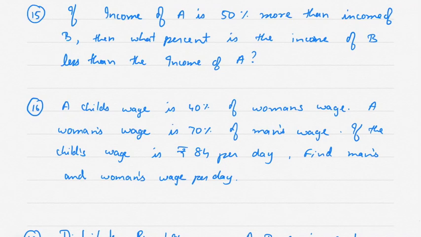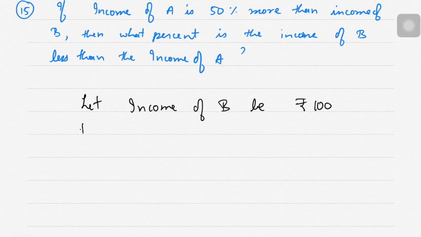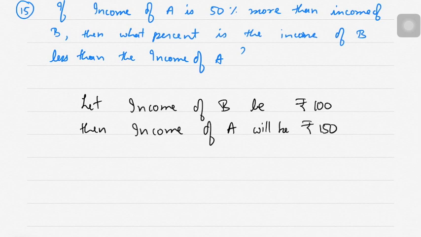Let's see the next question, question number 15. If income of A is 50% more than income of B, then what percent is the income of B less than the income of A? Okay. So income of A is 50% more than income of B. So let income of B be rupees 100. Then income of A will be rupees 150 because 50% more, right? 50% of 100 is 50 only. So 100 plus 50 is 150.